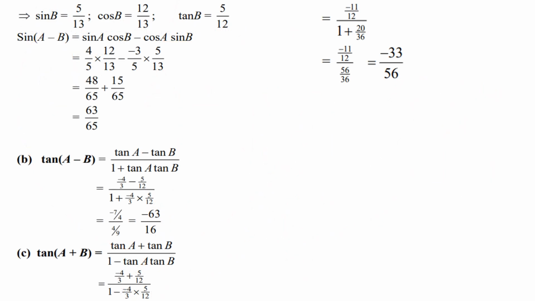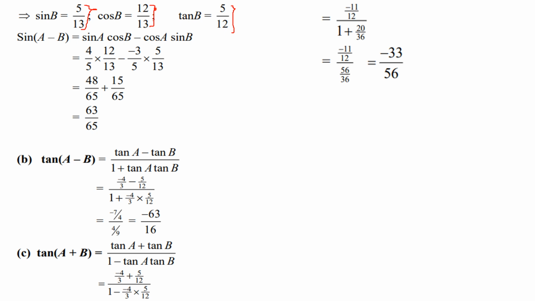So when you're having sine of B is equal to 5 divided by 13. Now cos of B is the same as 12 divided by 13. And tan B is equal to opposite divided by adjacent, which is the same as 5/12.